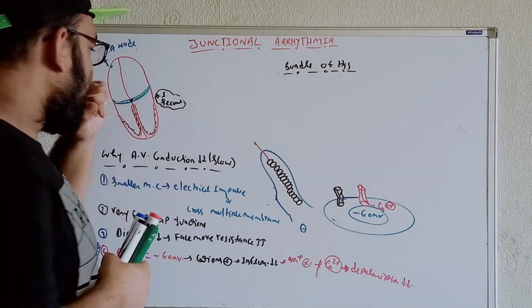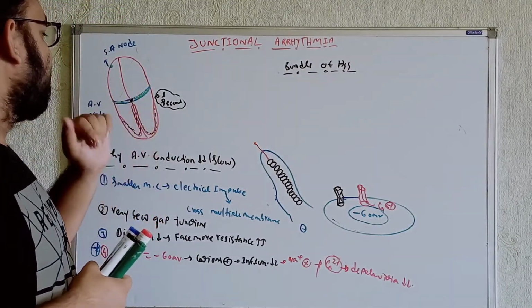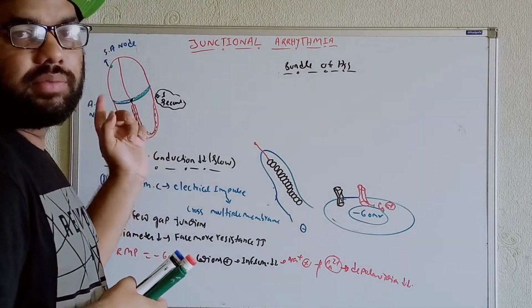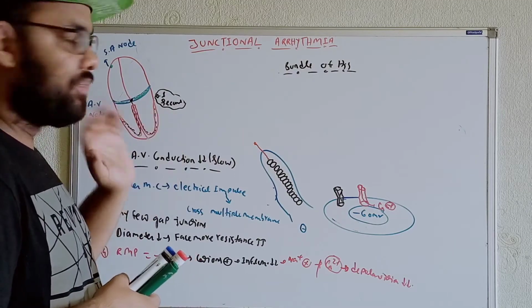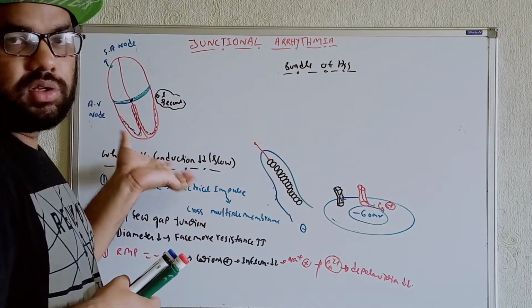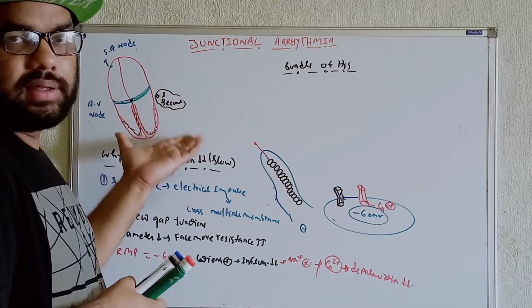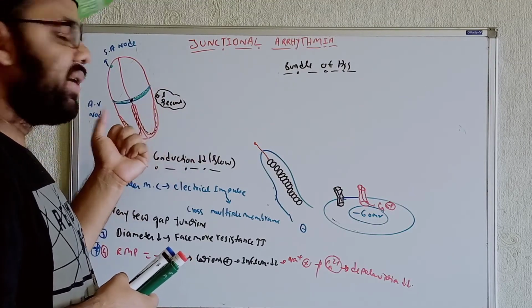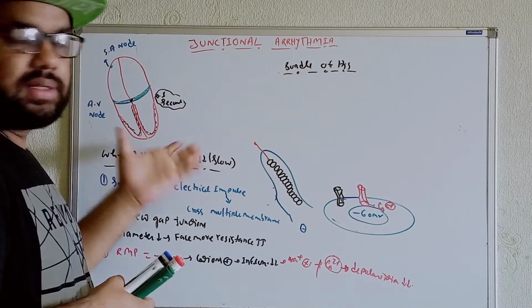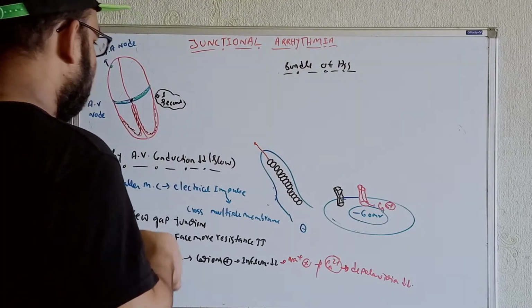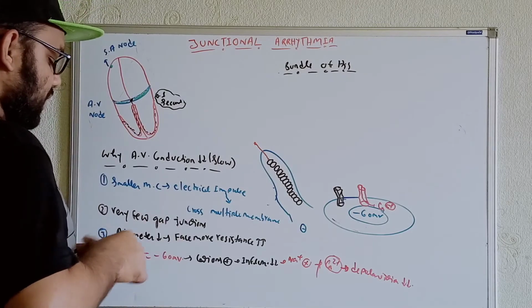The bundle of His, the Purkinje fibers, the ventricular myocardial cells, all of them are made up of Purkinje cells. That means the Purkinje fiber is also made up of Purkinje cells, the bundle of His is also made up of Purkinje cells, and the ventricular myocardial cells are also made up of Purkinje cells. Now, whatever arrangement we get in the Purkinje cells, as a result we will get the fastest velocity among these three: the SA node, the AV node, and this part, the ventricles.